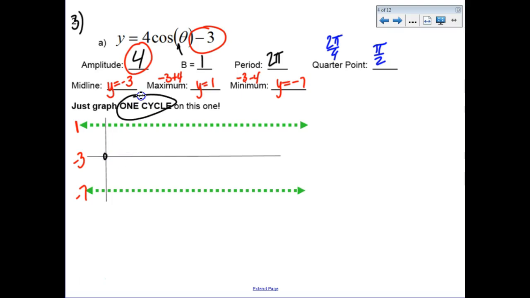Now it just says 1 cycle this time because I've given you the torture of graphing 2 cycles on the previous question on the test. I'm only going to make you do 1 cycle here. All right, so we have pi over 2, 2 pi over 2, which is pi, 3 pi over 2, and 4 pi over 2, which is 2 pi. And don't fail me now, guys. This is a cosine graph. Cosine starts at the maximum, and then it keeps traveling.